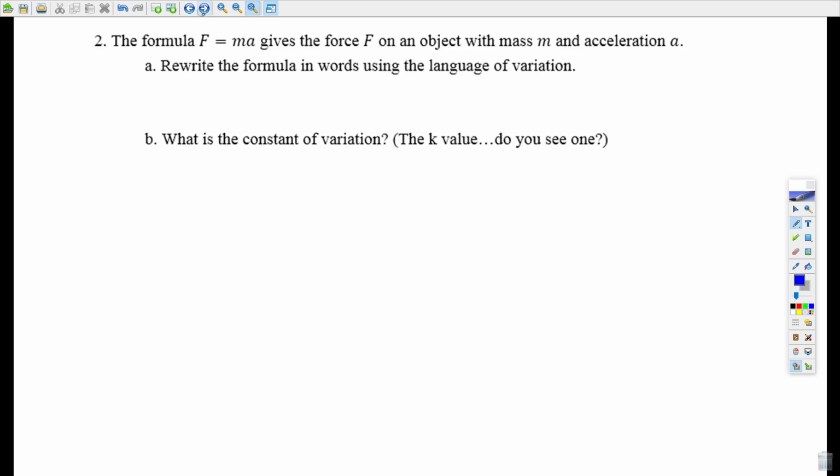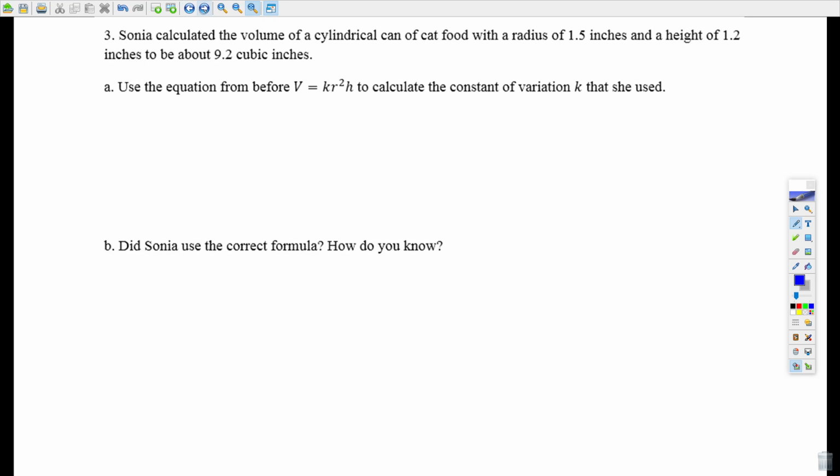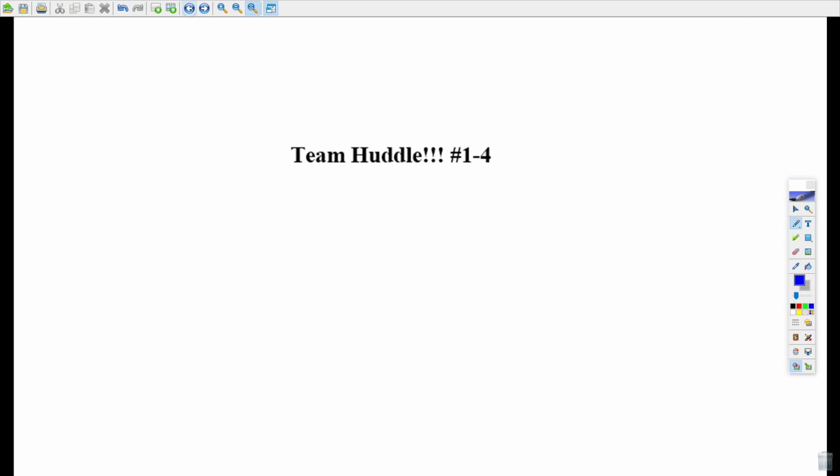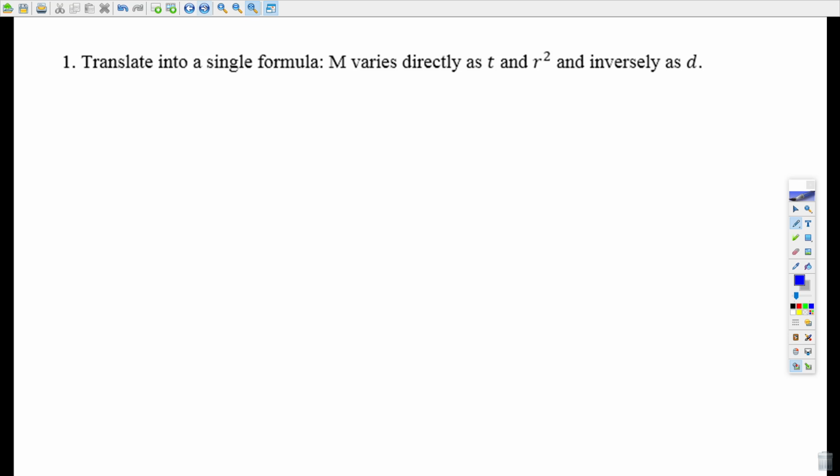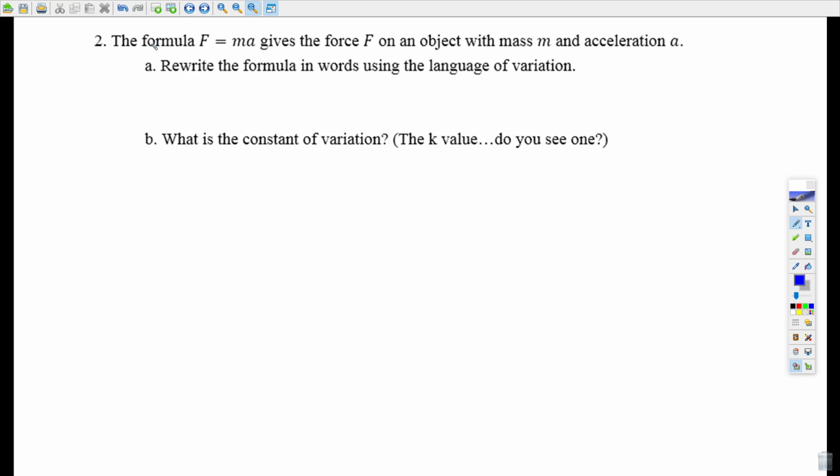So that is everything. I think I'm going to go over 1 or 2 more things real quick. Then you guys can finish the rest of the huddle and mastery. Number 2. The formula F equals ma gives the force F on an object with mass m and acceleration a. All right, and part A. Rewrite the formula in words using the language of variation.